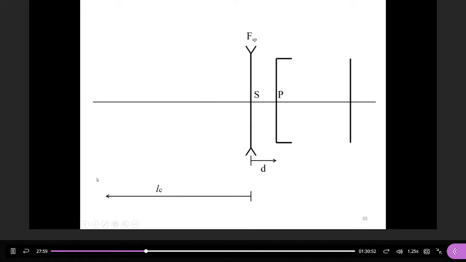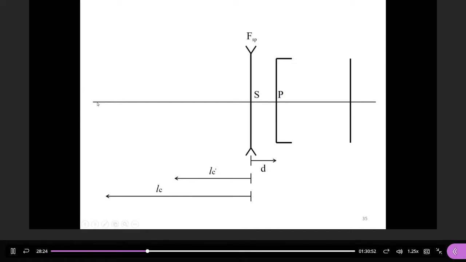Okay, so now you have an object at this position, okay? At this position, the distance from the lens surface to the object is LC. So this is the object distance, okay? Object distance.